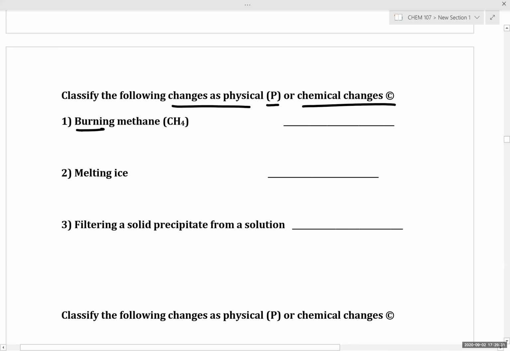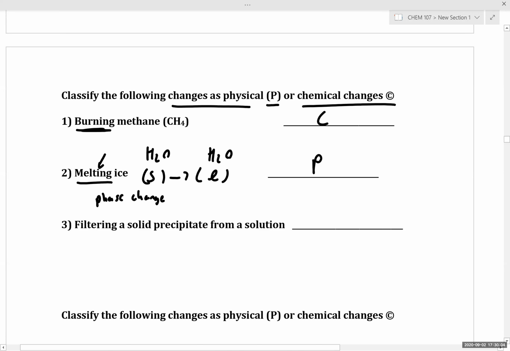So burning methane, is this a sign of a physical change or a chemical reaction? If we burn something, if we light it on fire, we react it with oxygen. Chemical, yep, for sure. Melting ice, so we're going from solid to liquid, H2O solid to H2O liquid. Melting, that's a sign of a phase change. And as students are noting in the chat, this is 100% a physical change. Filtering a solid precipitate. So filtering, when we talked about filtration, that's a physical change. Yep, exactly right.